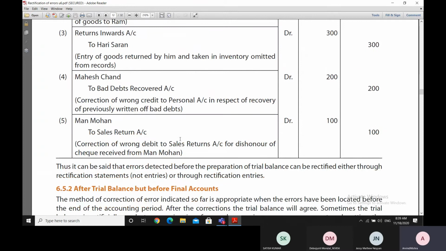Therefore, now we credit the sales returns account and we debit Manmohan. We are debiting Manmohan because actually the debit has to be given to Manmohan, because we had sold something to him, but he has returned it to us, and therefore we need to debit him.